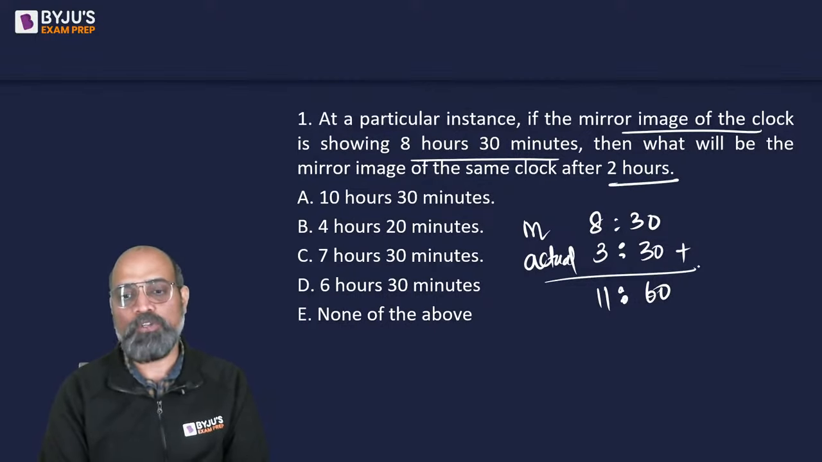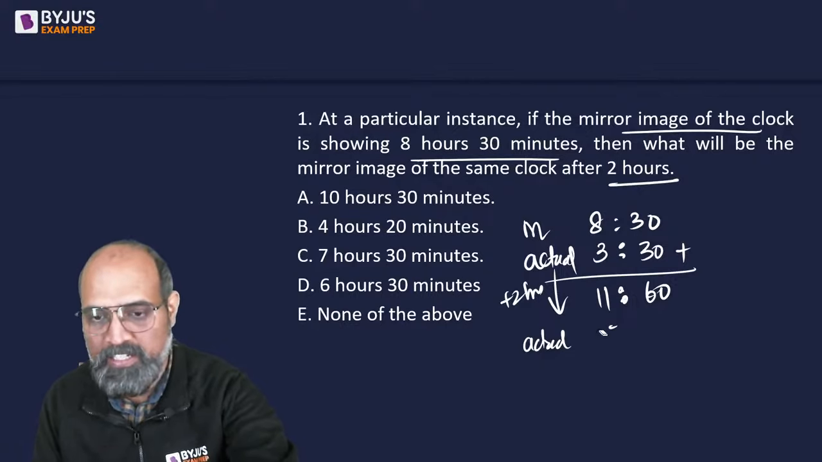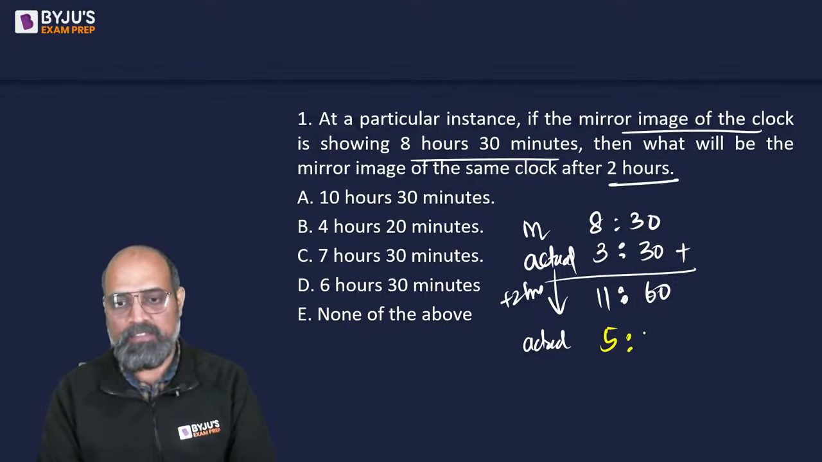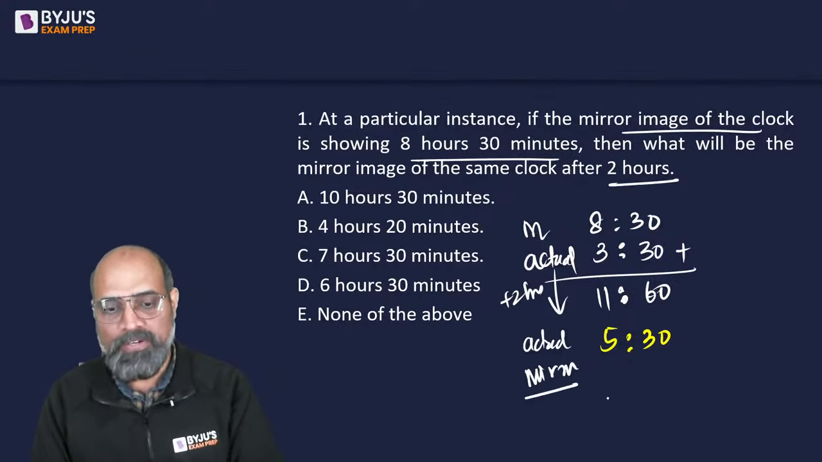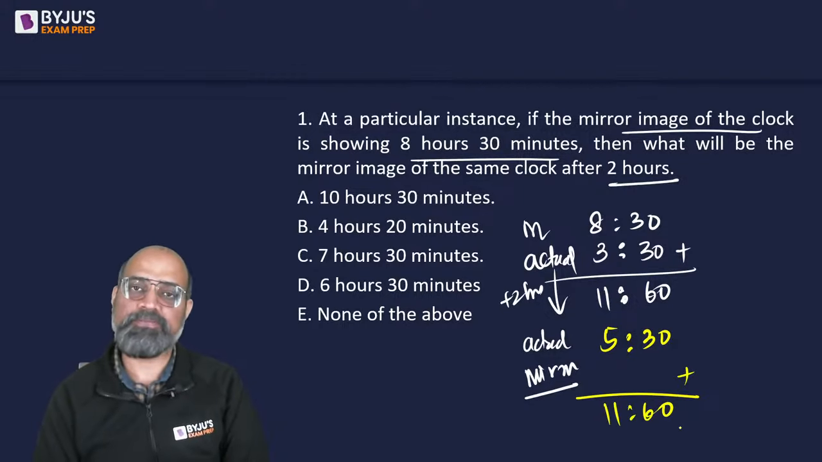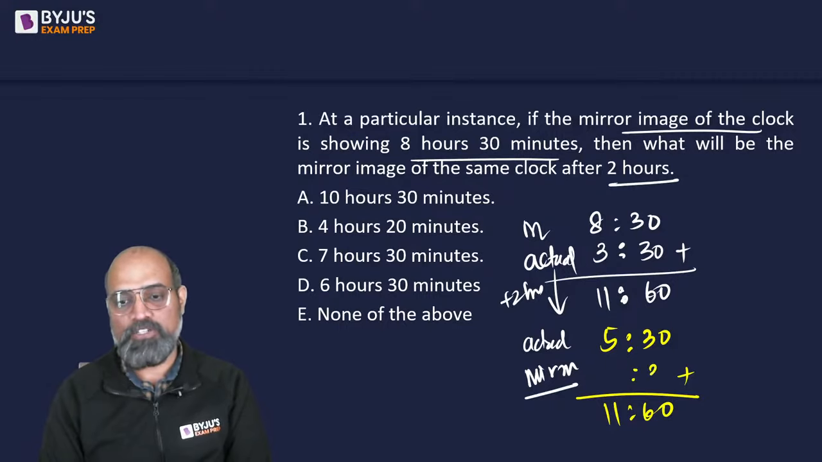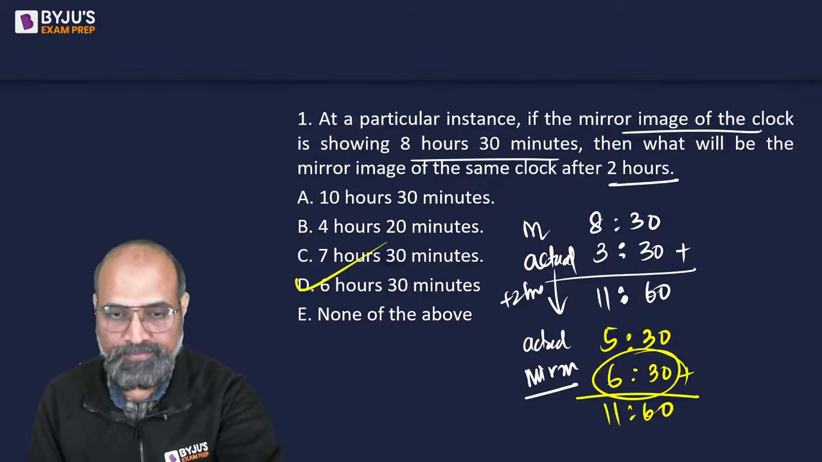2 hours later, what will be the actual time? The actual time 2 hours later is going to be 5:30 now, right? I'm using a different color marker so that you can understand we are dealing with a new scenario. If the actual is 5:30, what would be the mirror one now? The mirror one should be such that the sum is going to be 11:60. So this should become 30, and 5 plus 6 is 11. So the mirror should show 6 hours and 30 minutes.